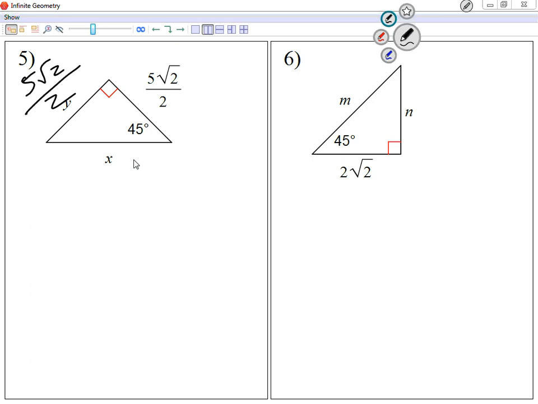Now, for us to solve for x, let me start with 5 radical 2 over 2, which is what I was given. But in this case, let me multiply by radical 2. Remember, in order for us to get the hypotenuse, we multiply by radical 2. So what do we have on top? 10 radical 2. 10 over 2, which is just 5.